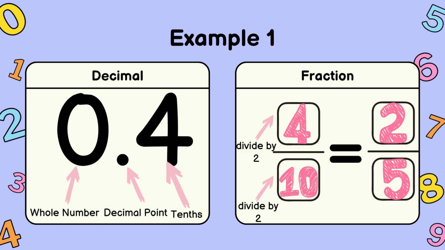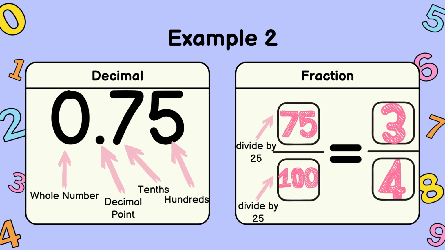Let's start with 0.4. First, notice the 0 before the decimal. That tells us there are 0 whole numbers, so this value is less than 1. Next, look at the digit after the decimal point. The 4 is in the tenths place, which means this number represents 4 tenths. We write that as 4 over 10. Now we simplify. Both 4 and 10 are divisible by 2. When we divide the top and bottom by 2, we get 2 over 5. So 0.4 as a fraction is 2/5.